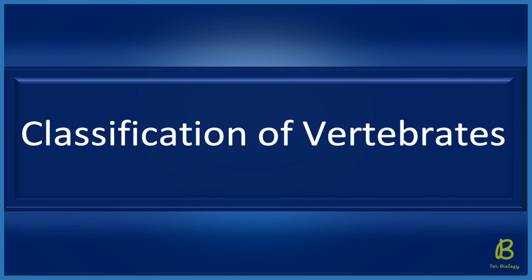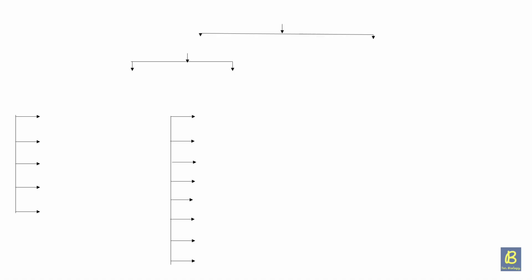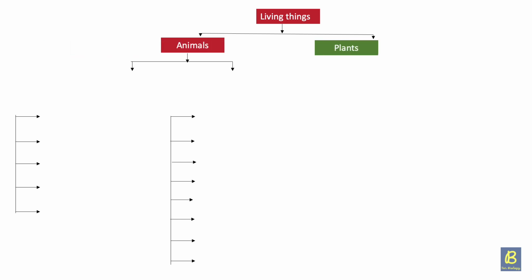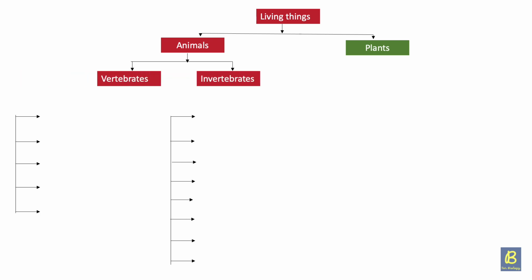Classification of vertebrates. All the living things on planet Earth are divided into two major kingdoms, the animal kingdom and the plant kingdom. Animals are further grouped depending upon whether they have backbone or not into vertebrates and invertebrates.